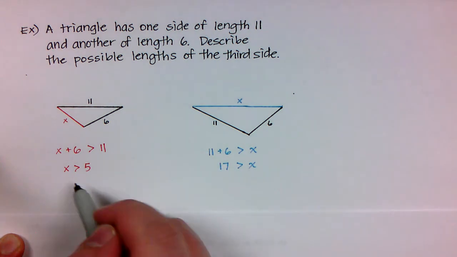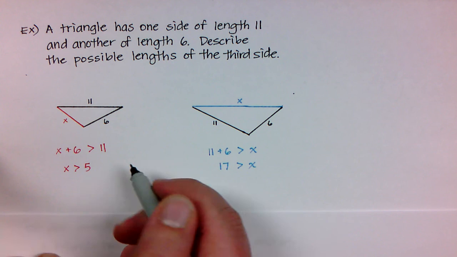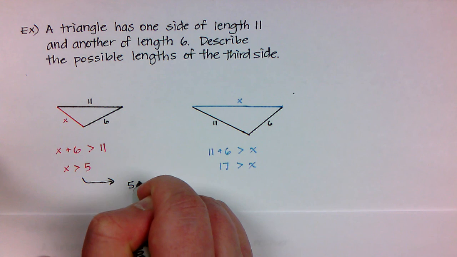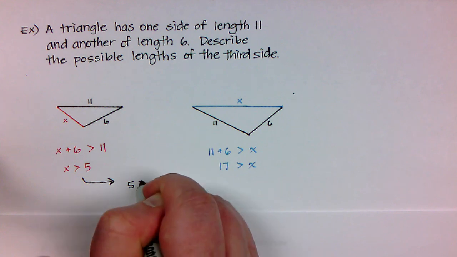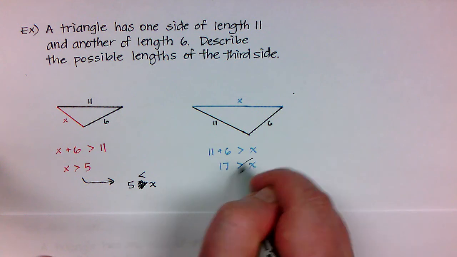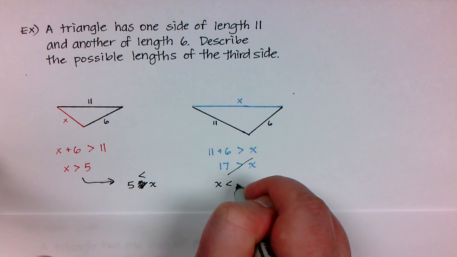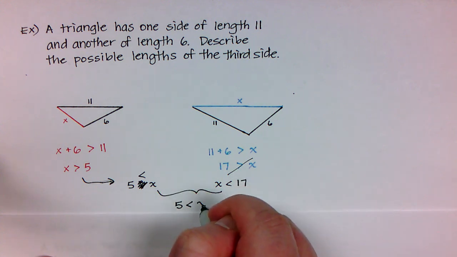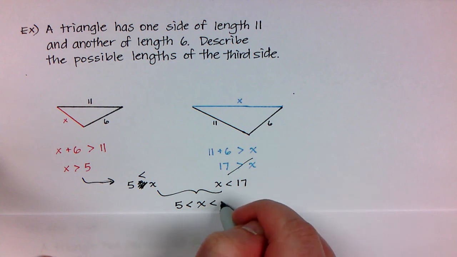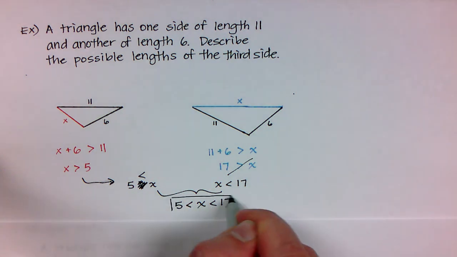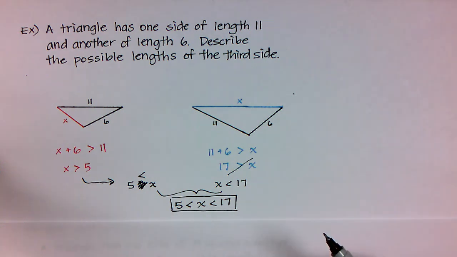So I'm going to keep this one, but I'm going to flip it so that it says 5 is greater than x. I'm sorry, I totally messed that up. 5 is less than x. And I'm going to flip this one as well so that it says x is less than 17. Now I can combine both of those and say that 5 is less than x, but x is also less than 17. And this would be my final answer. This is our compound inequality.